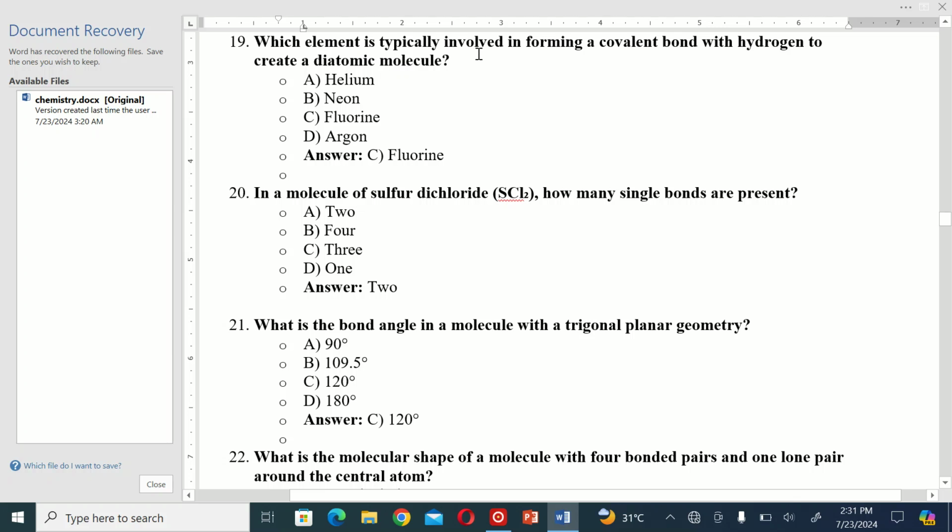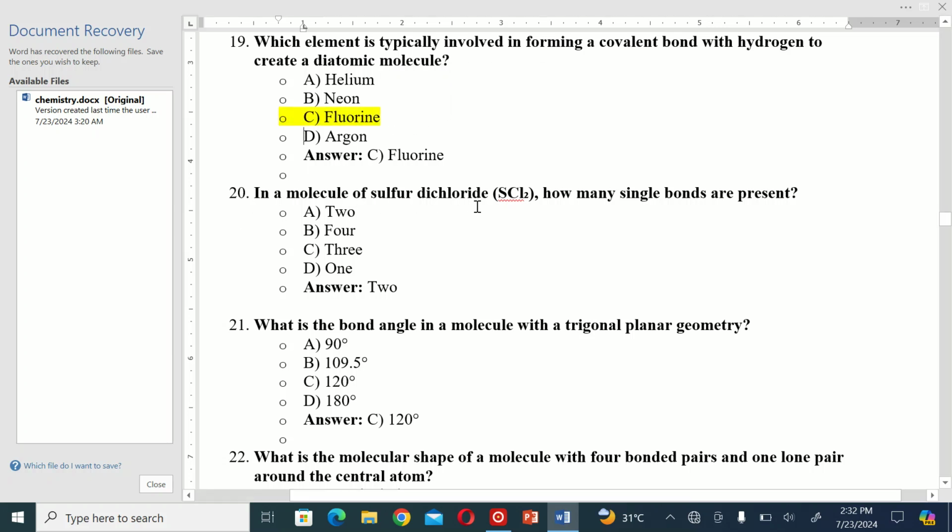Which element is typically involved in forming a covalent bond with hydrogen to create a diatomic molecule? A. Helium. B. Neon. C. Fluorine. D. Argon. So the correct option is fluorine. C.